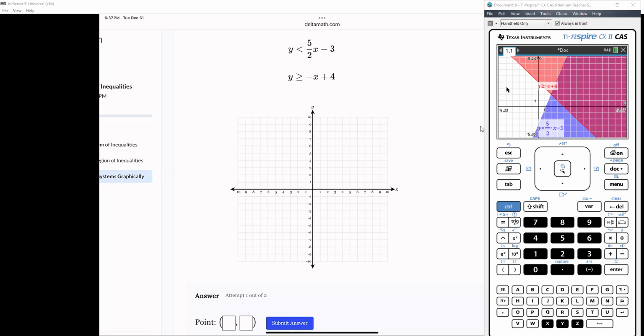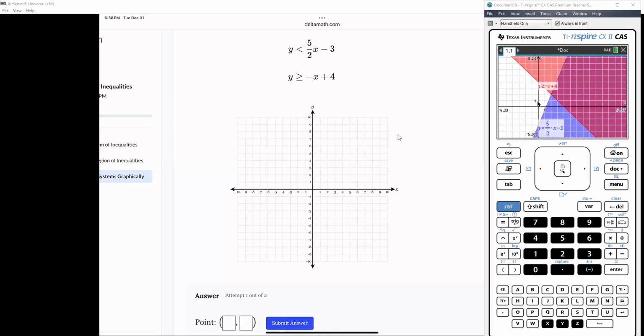Over on the right here, I've already graphed them. Remember, you can always use the calculator. Once you do this, you would do menu 51, and then you would find 2 points on each one of the lines. Once you have that, you can plot those, then do the shading and find the solution set.